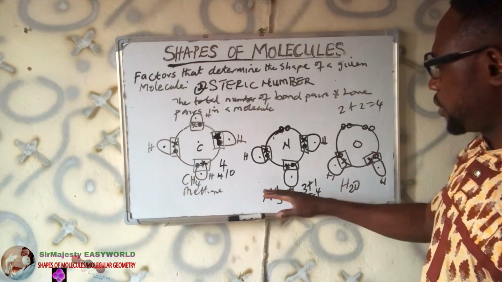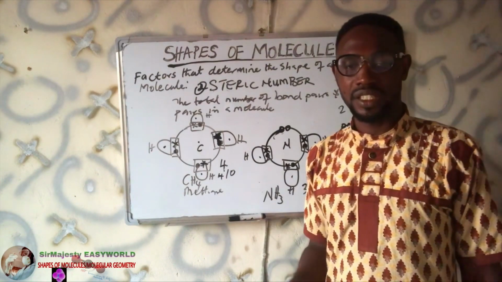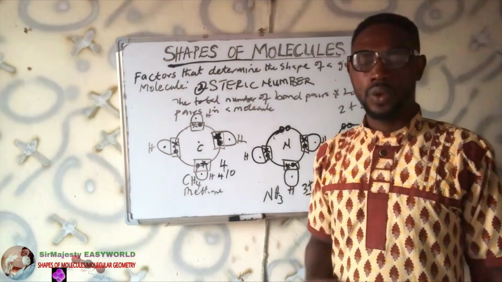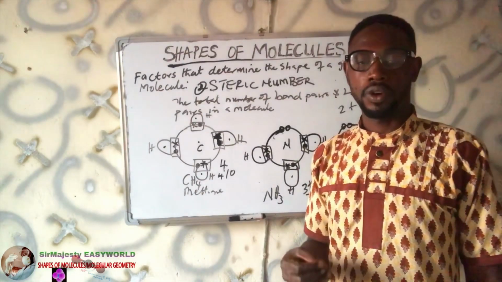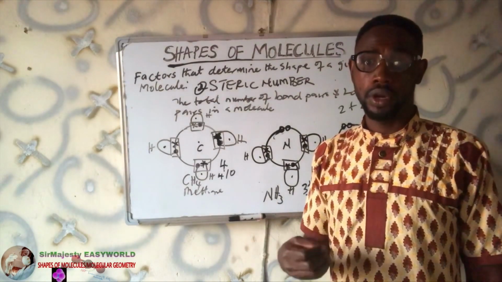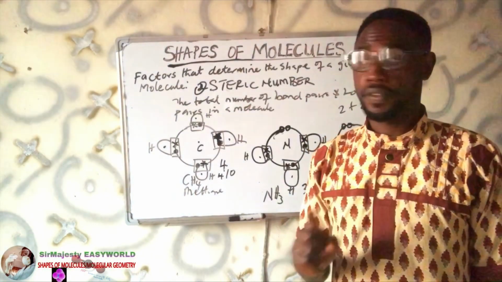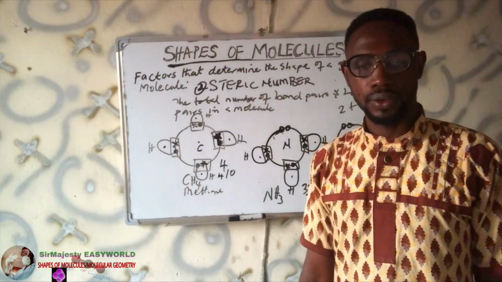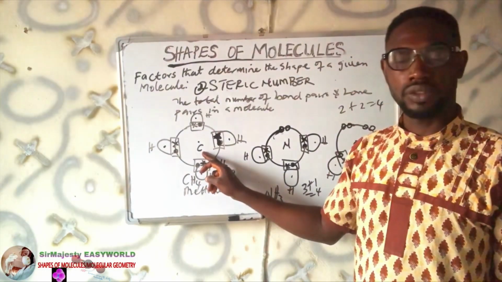Now, having understood the steric number, we want to use it to determine shape. This is a generalized fact. When the steric number of a given molecule is 4, made up of 4 bond pairs and 0 lone pair, the shape is tetrahedral, and that is observed in sp3 hybridized molecules. So this shape, this methane, is automatically tetrahedral.